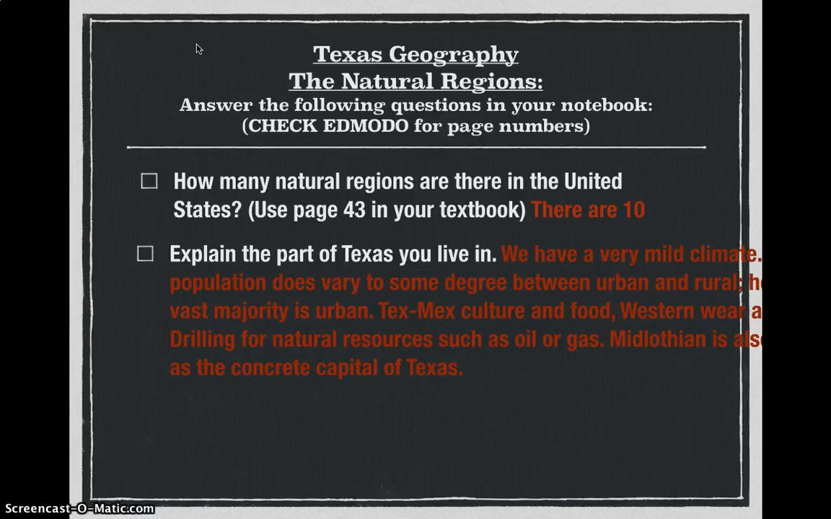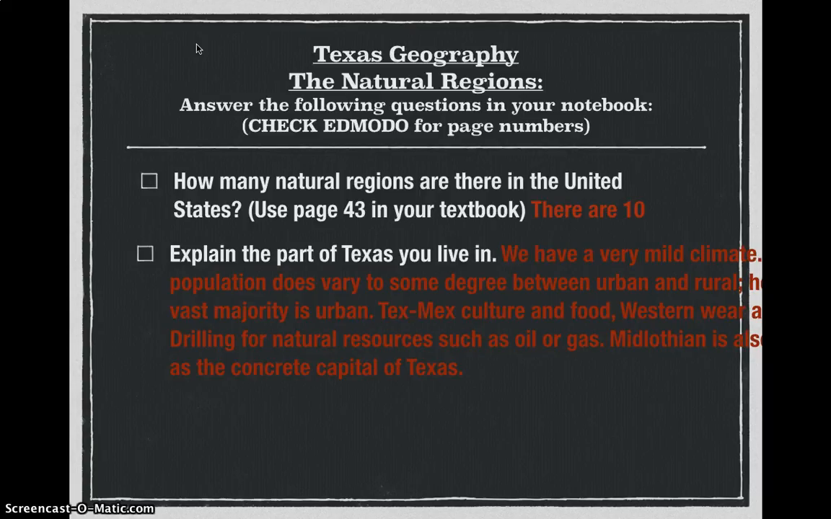All right, and the last, oh, what am I doing? I'm not done yet. Okay, Tex-Mex. Tex-Mex culture is also found not only in our culture, which we talked about earlier, but Tex-Mex is also involved in the food. We also have Western wear and also Western music. You can't see that, but just know that I put that there, Western wear and music. And there's also drilling for natural resources. This has to deal with our economy.